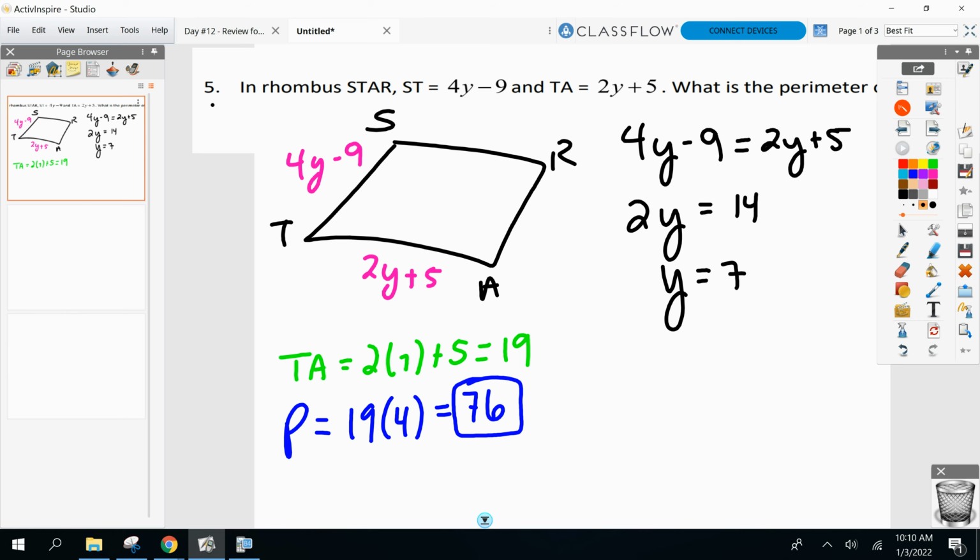Let's stay here. Other properties of a rhombus. Okay, all four sides are equal. Tell me something about the diagonals. Not equal in a rhombus. Perpendicular. That's huge. Now what type of triangles do I have in the middle here?